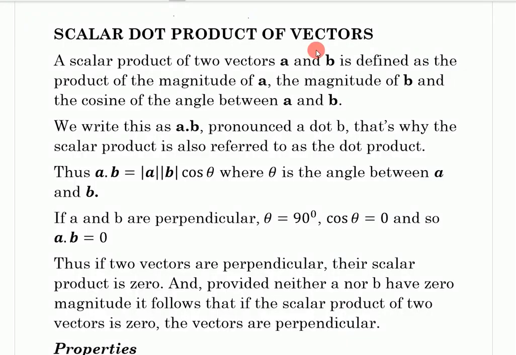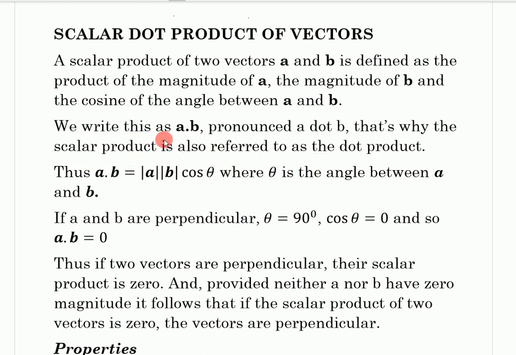Let's talk about the scalar dot product. A scalar product of two vectors A and B is defined as the product of the magnitude of A, the magnitude of B, and the cosine of the angle between A and B. The basic thing you need to know here is what it means for theta to be the angle between A and B. We shall have a look at that.